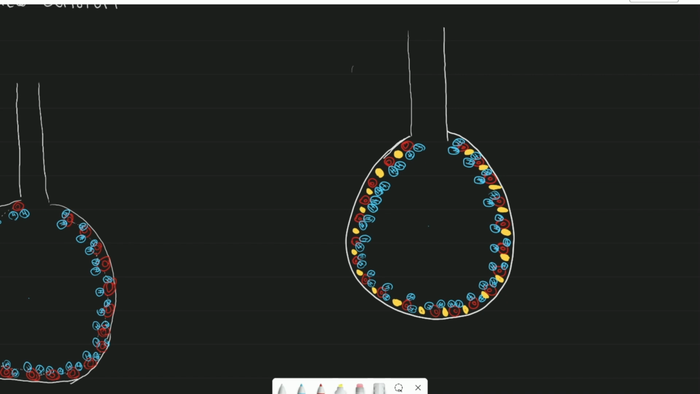The surfactant is going to be produced by your type 2 alveolar cells. And then that is how surfactant plays a role in the alveoli sac.